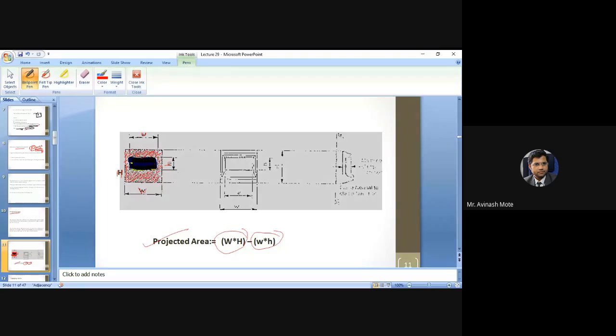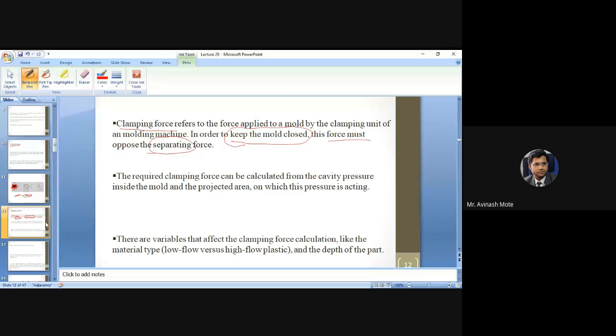If you take the complete dimension of the component and deduct this cavity dimension, then you will get exactly the projected area. It will be different for different components depending on the design. Now, based on this you are going to get the clamping force.